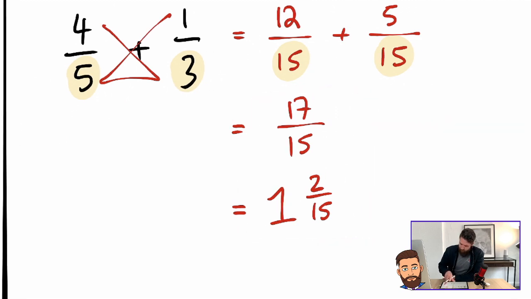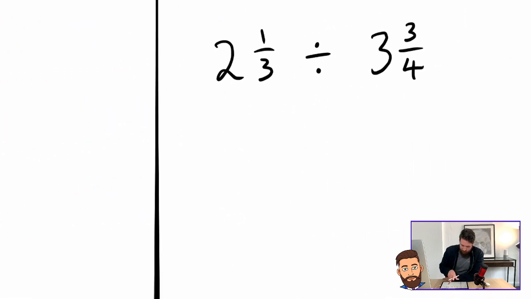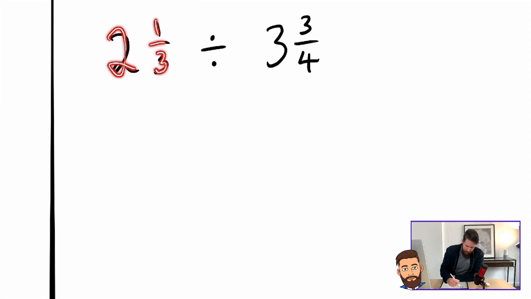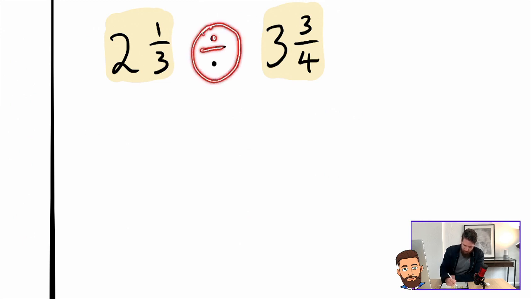Moving over to the final question on fractions. We have got 2 1/3 divided by 3 3/4. So the first problem here you should realise is we have 2 mixed numbers, and we discussed in the previous lessons that we should always change mixed numbers into improper fractions, and then also we have a divide. So we'll talk about the divide in a minute. Let's just get these changed.